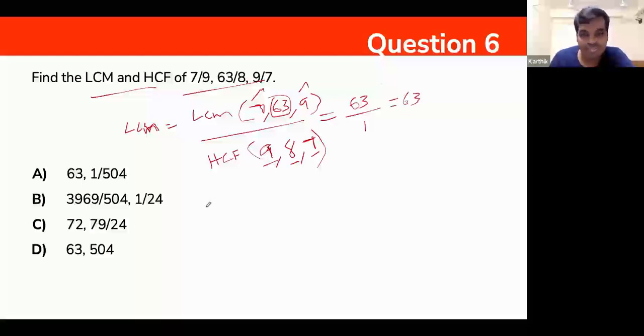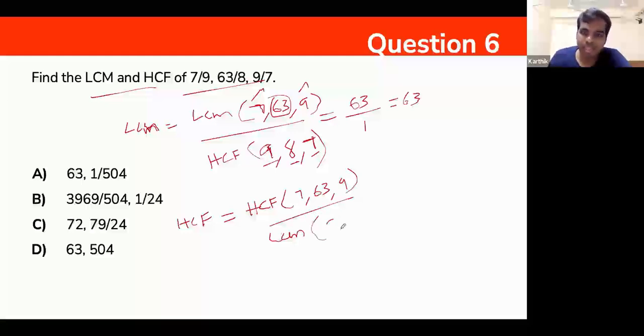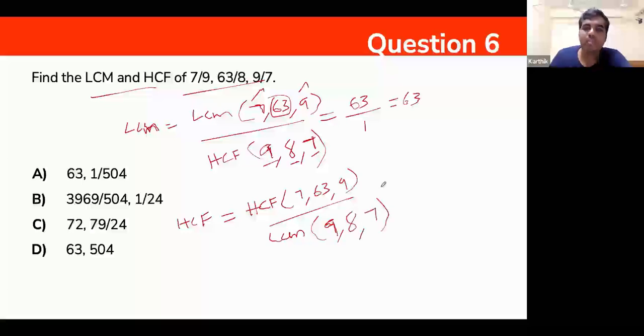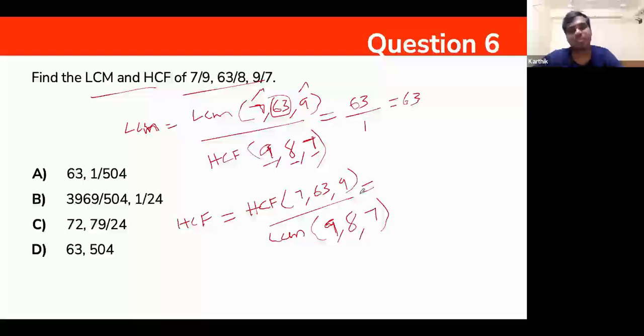Now come to HCF. When you take HCF of a fraction, you take HCF of 7, 63 and 9, and LCM of 9, 8 and 7. How to solve this? What is the HCF of 7, 9 and 63?